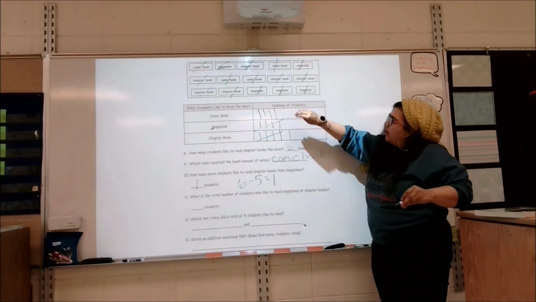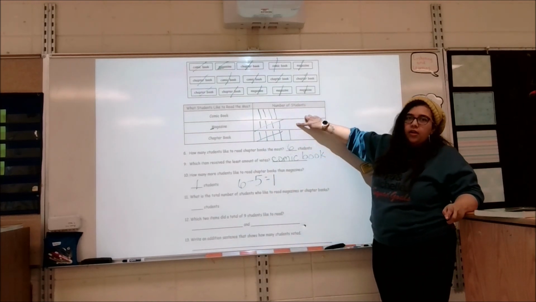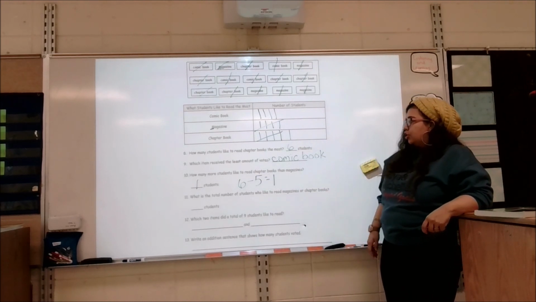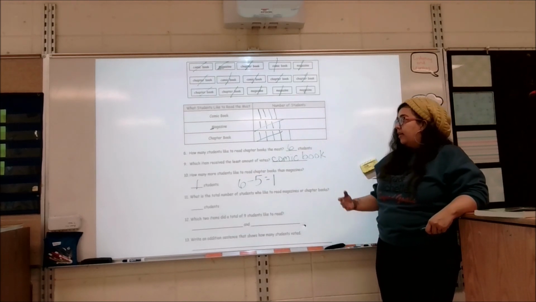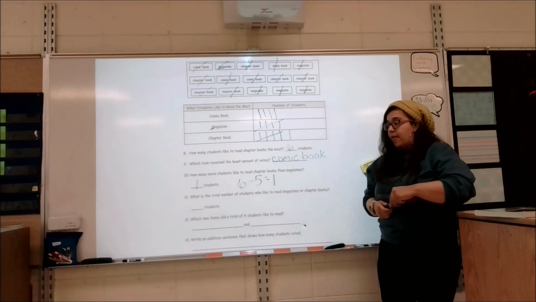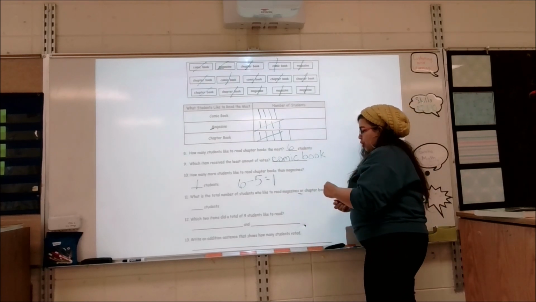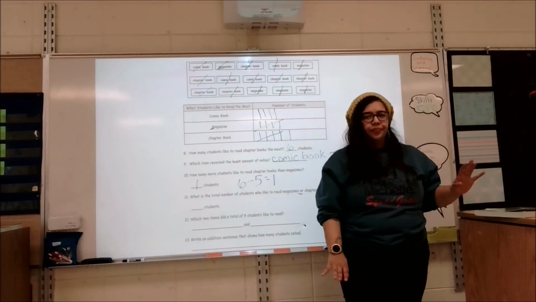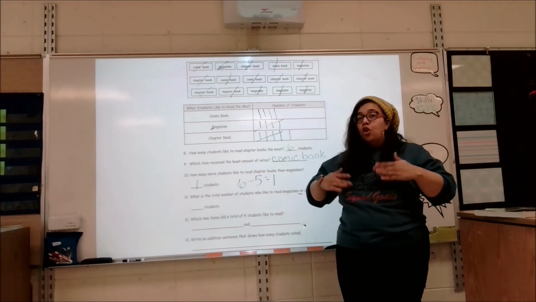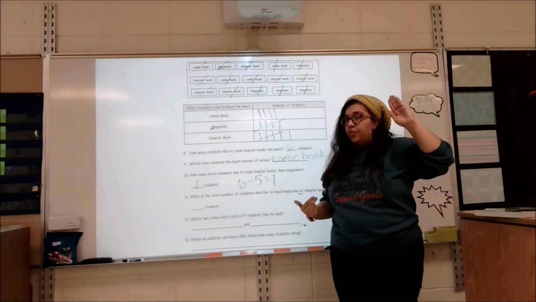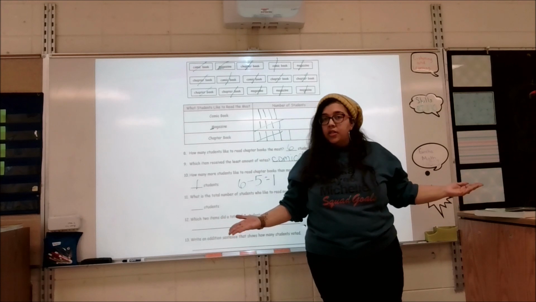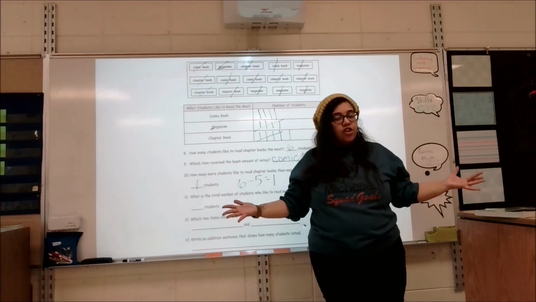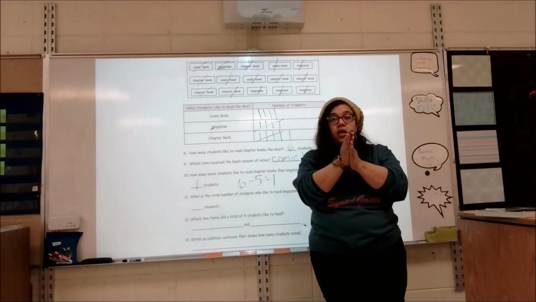Okay, look how it's lined up. There's one more here than there is there. What's the total number of students who like to read magazines or chapter books? All right, that's where we're putting 2 groups together again. We want to know what is the total number of students who like to read magazines or chapter books. So put the magazine readers and the chapter book readers in a group together.